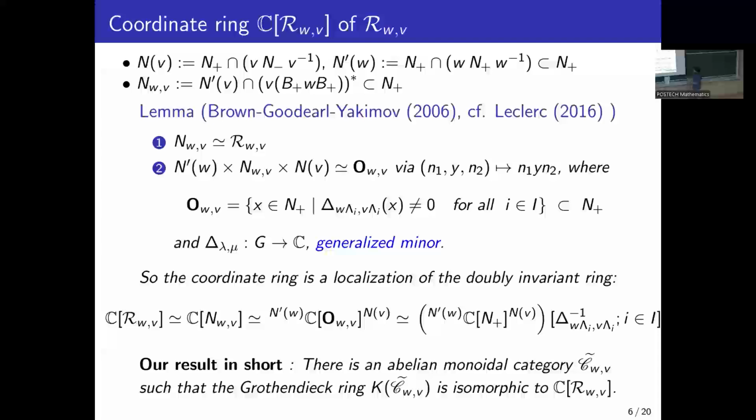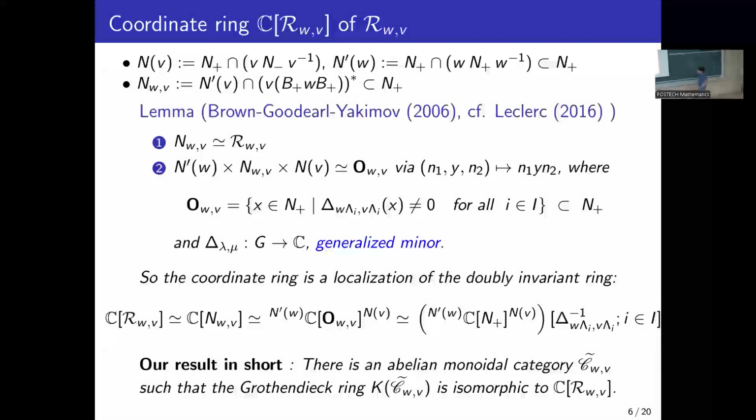I didn't explain the details of this decomposition theorem. But if we admit this kind of description, then the coordinate ring we are interested in is a localization of the invariant ring in the following sense. We are interested in this one, which is some subvariety of the unipotent group. And if you consider this product decomposition, then you can easily see that the coordinate ring of N_{v,w} is nothing but the invariant subring of the coordinate ring of O_{v,w}.